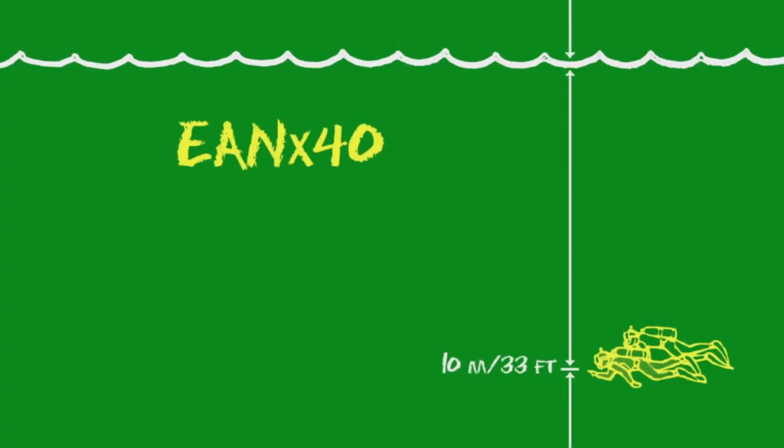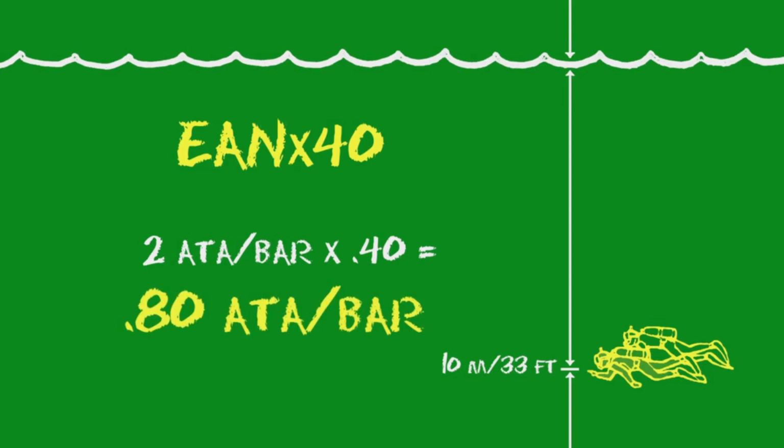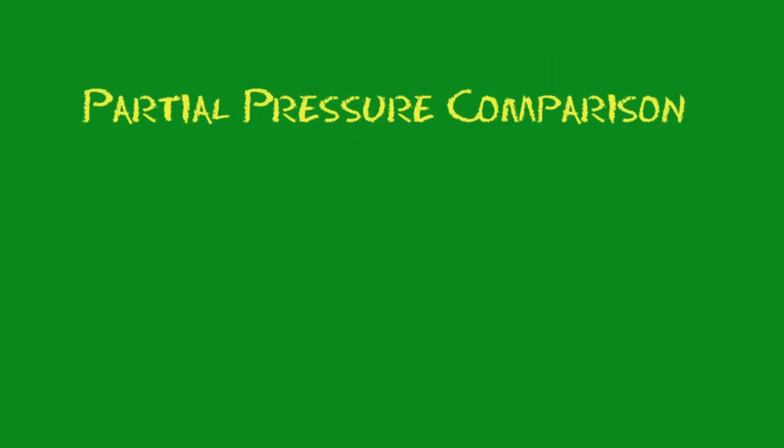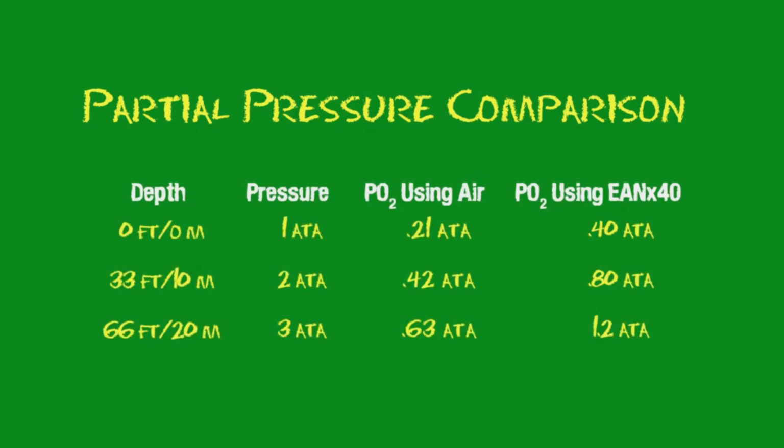Suppose you dive to 10 meters/33 feet using Enriched Air 40. At 10 meters/33 feet, the pressure is 2 atmospheres or bar, 1 of air and 1 of water. 40% oxygen is written 0.40, so your computer would calculate 2 ATA/bar times 0.40 equals 0.80 ATA/bar PO2. Comparing the PO2s for air and Enriched Air 40 at different depths, you can see that the more oxygen in the blend, and/or the deeper you dive, the higher the partial pressure.